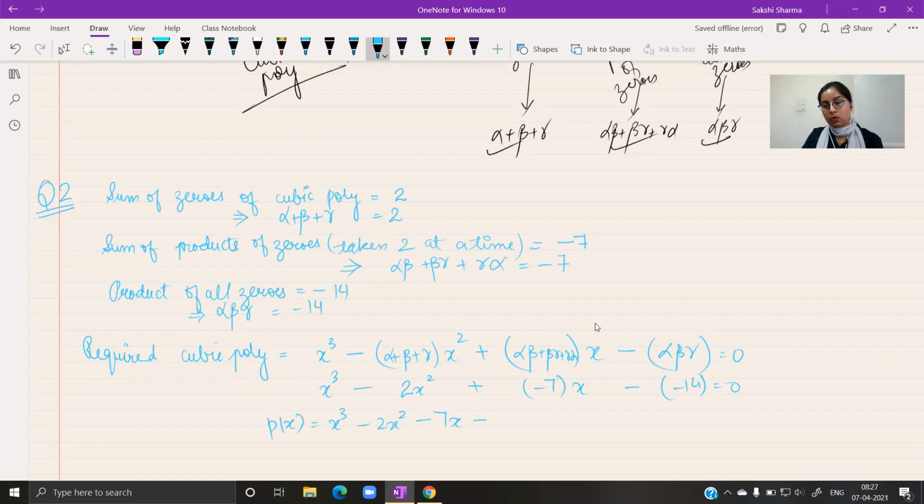Now, if you can recall, you can also write down what will be the family of the cubic polynomials for which these relations will be satisfied. K times the polynomial where k is a real number and k is not equal to 0. Same way you can give the answer.